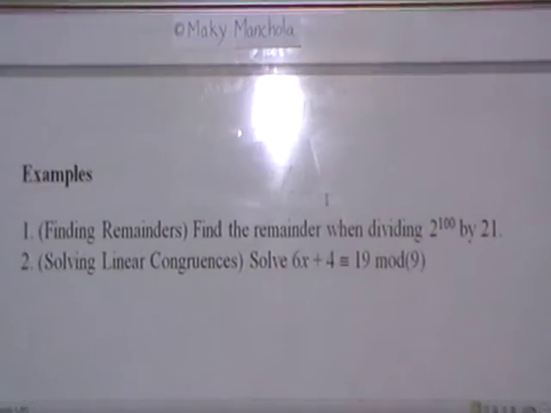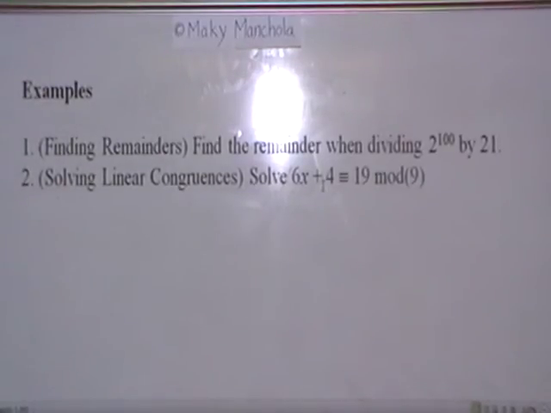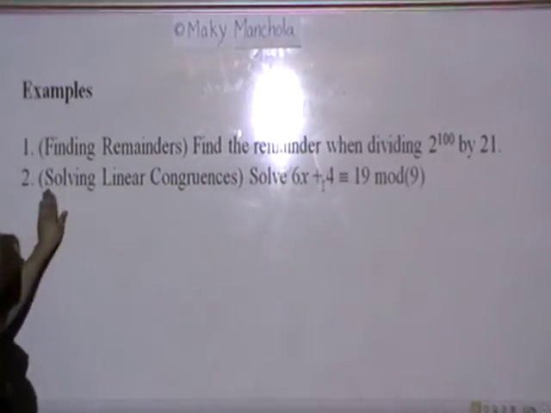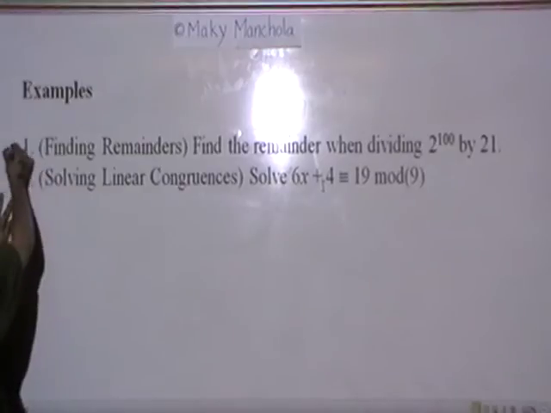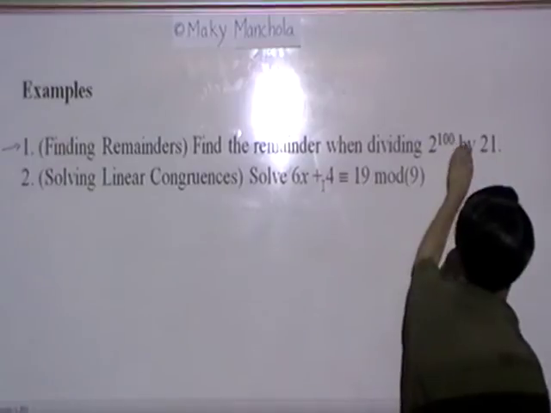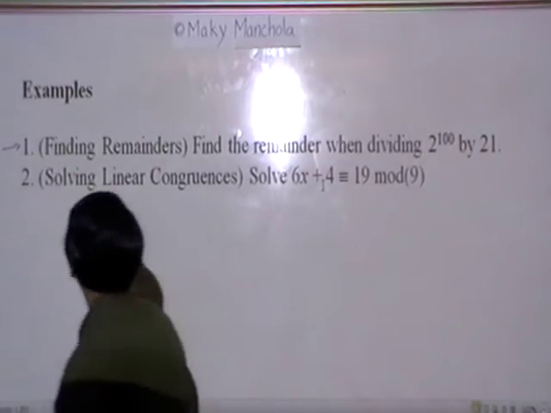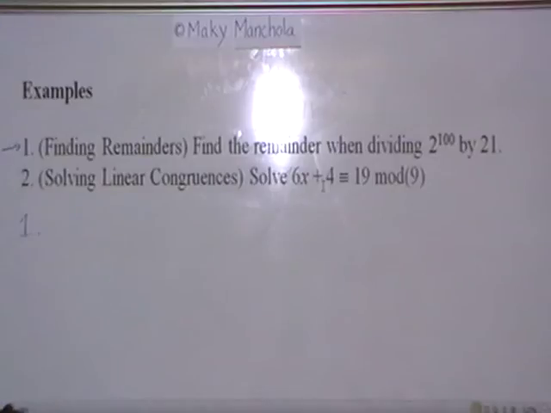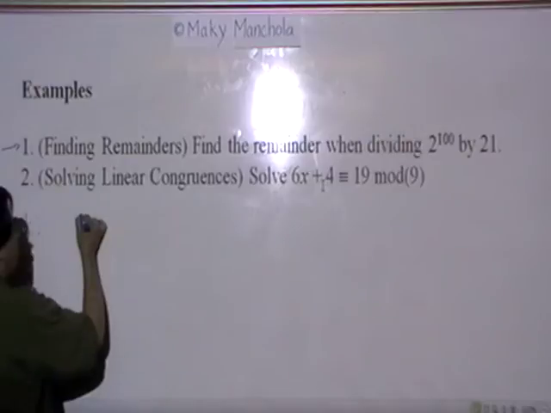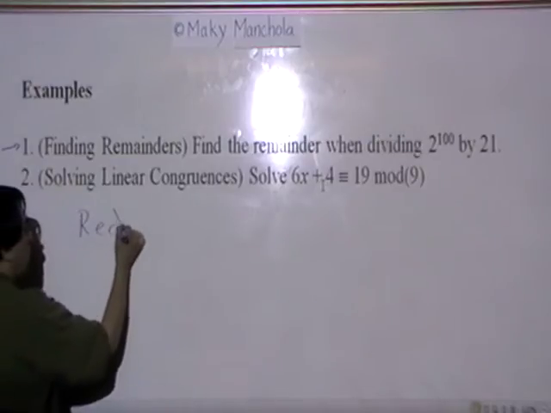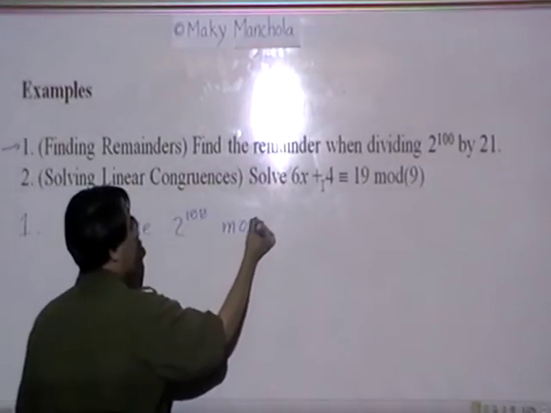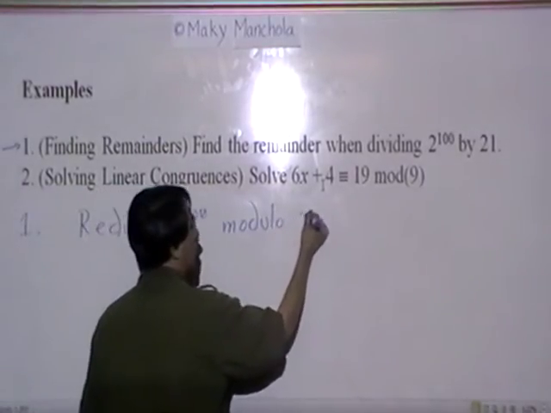Now let's look at some examples. A couple of them we have: finding remainders and solving linear congruences. So let's deal with example number 1. Find the remainder when dividing 2 to the 100 by 21. That is the same as asking to reduce 2 to the 100 modulo 21. So we're rephrasing number 1 to be: reduce 2 to the 100 modulo 21.